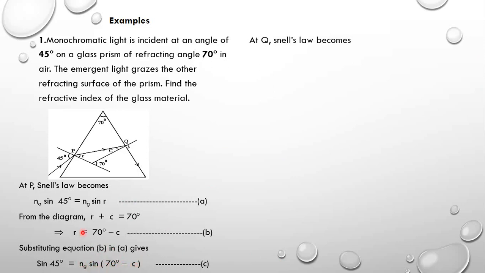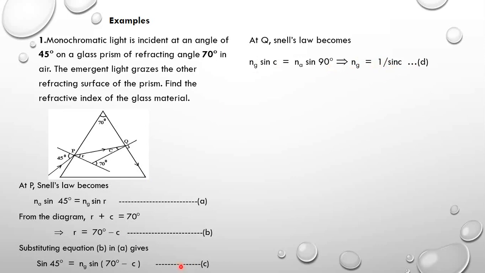But also, let us apply Snell's law at Q. When we apply Snell's law at Q, we shall have N_g sine of C is equal to N_air sine of 90 degrees. Remember, N_air is 1, sine of 90 is 1. So if I make N_g the subject, I shall have 1 over sine of C. Then we are going to replace this equation, that is, N_g equal to 1 over sine C.